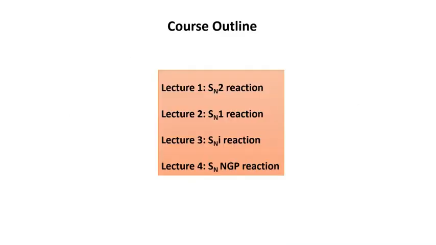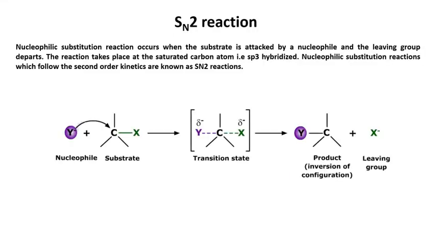The course outline is following. There will be 4 lectures. The first lecture will be dealing with SN2 reaction, and the second one will deal with SN1 reaction. Third lecture is SNi reaction, that is SN internal, and the fourth one is about SNNGP, that means substitution nucleophilic neighboring group participation.